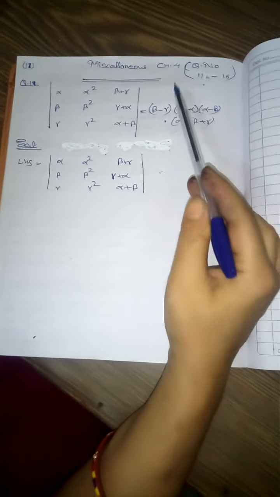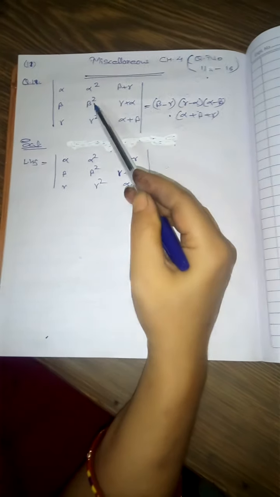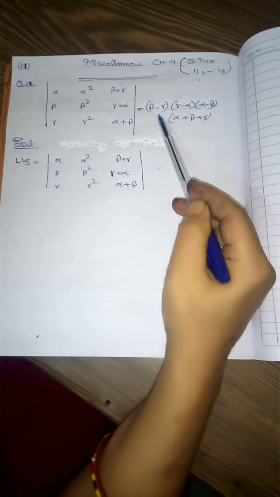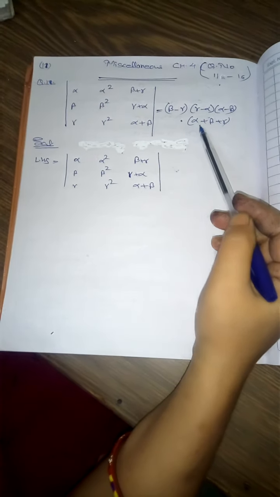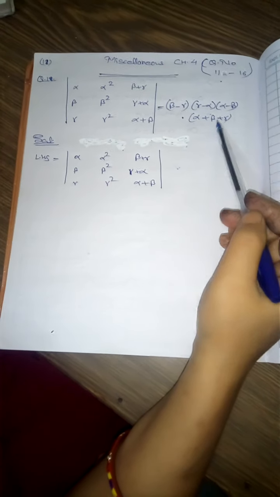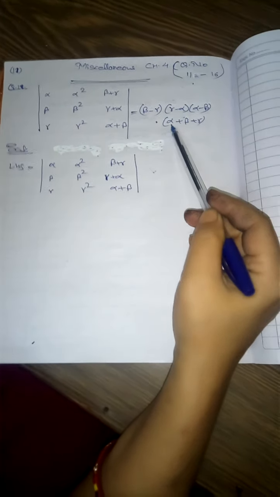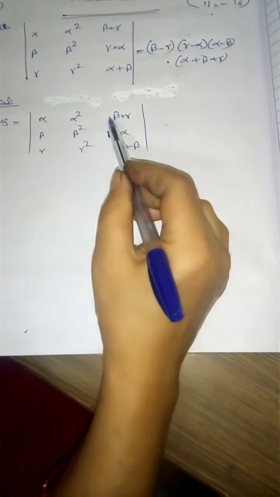Now dear students, continue with the miscellaneous exercise of chapter 4, questions 11 to 16. This determinant is given and you have to show it equals (beta minus gamma)(gamma minus alpha)(alpha minus beta) into (alpha plus beta plus gamma). This is the RHS, so we need alpha plus beta plus gamma. Here in the LHS, beta plus gamma is there but alpha is not.